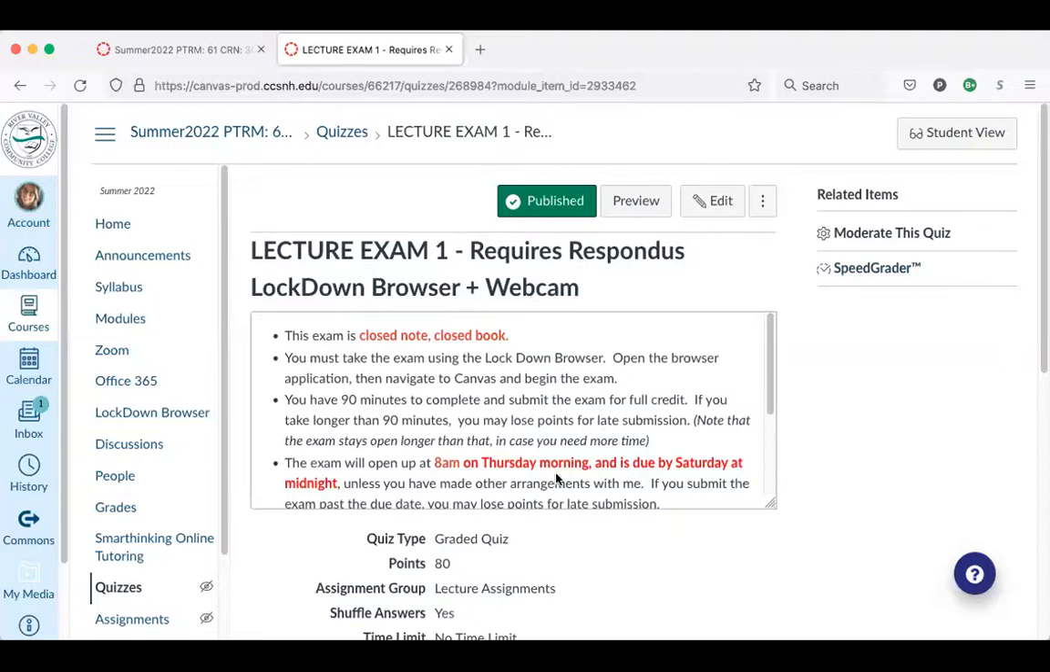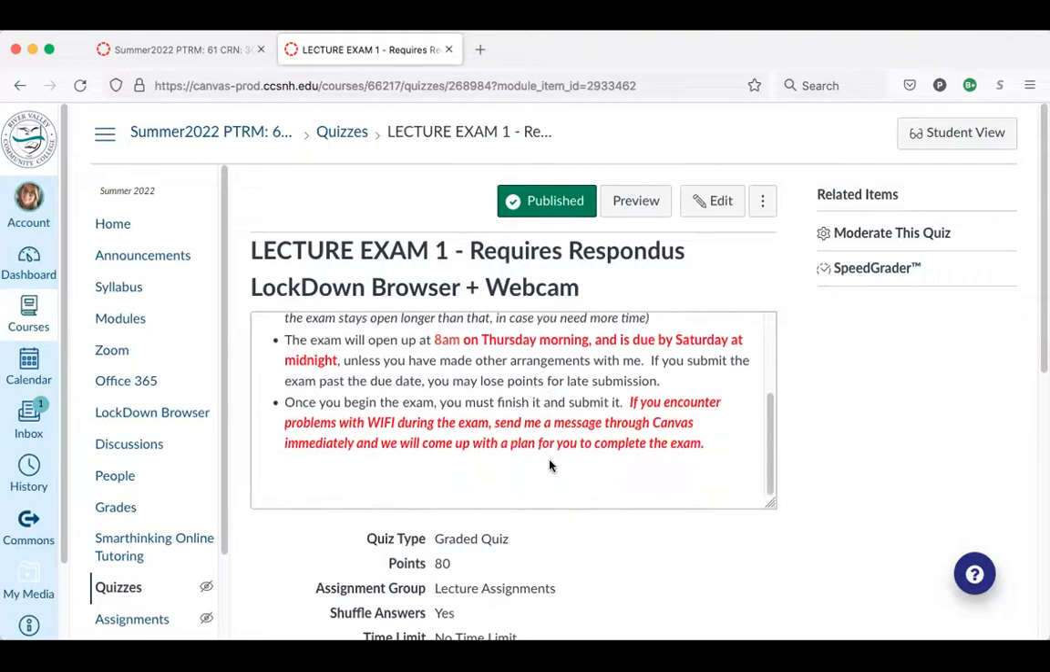Sorry, I misspoke earlier. That's why I wanted to pull this up. It's due Saturday by midnight, not Sunday by midnight. So it opens up at 8 a.m. on Thursday morning. And it is due by Saturday at midnight. So you can take it anytime during that time interval. If you want to take it on Thursday, if you want to take it on Friday, if you want to take it on Saturday.